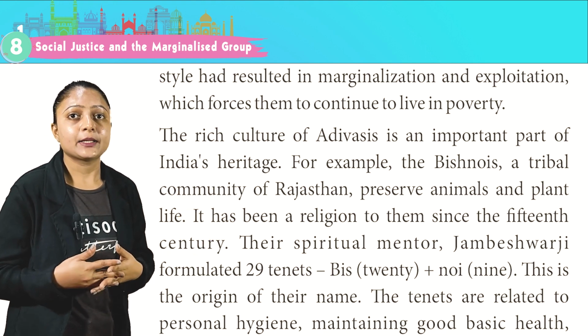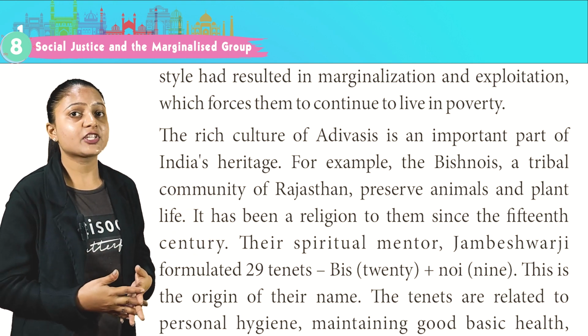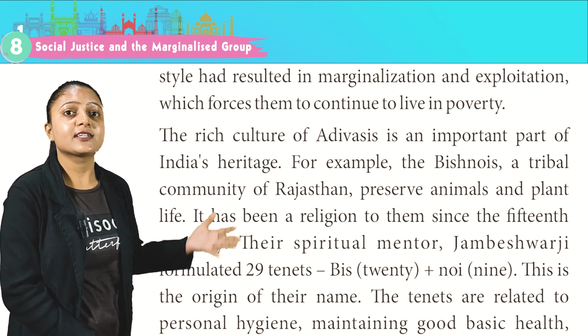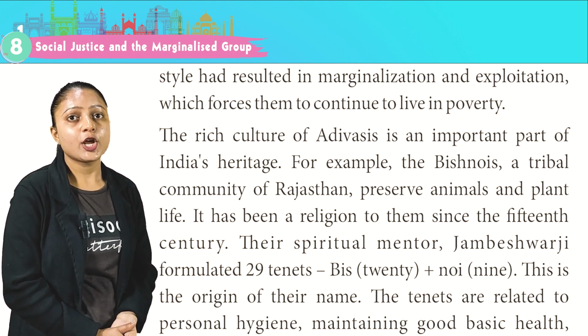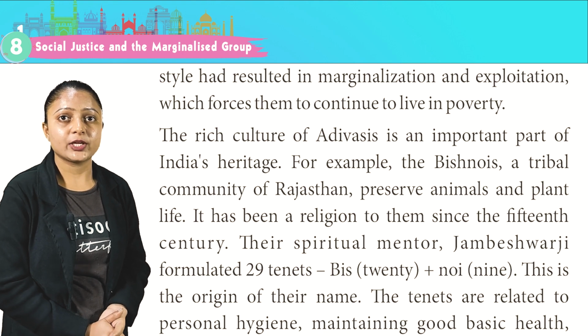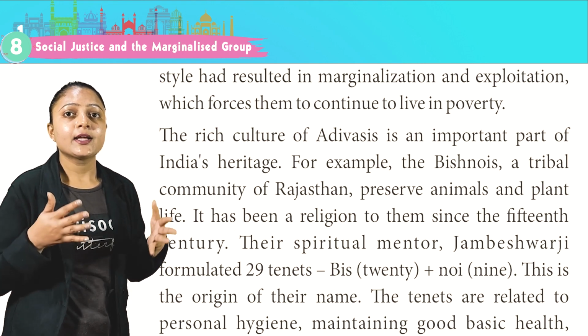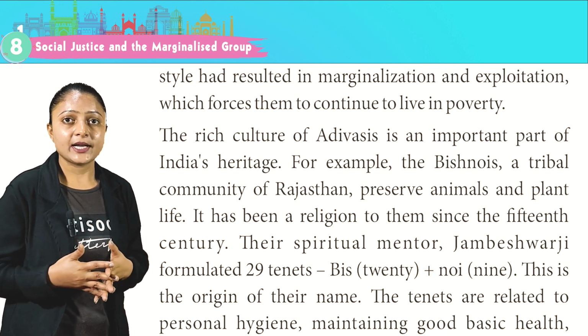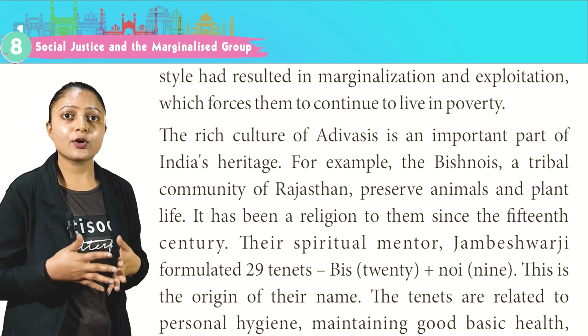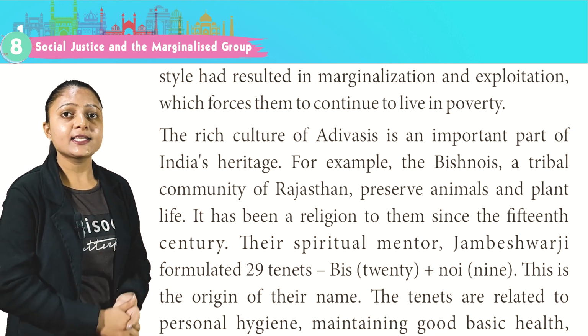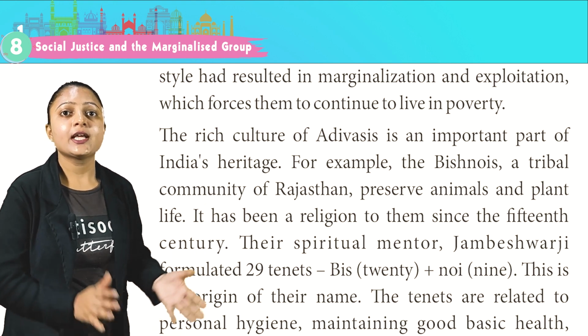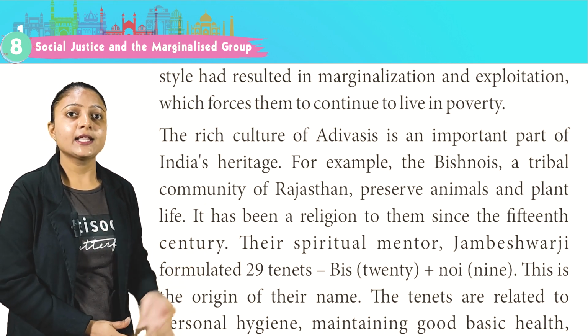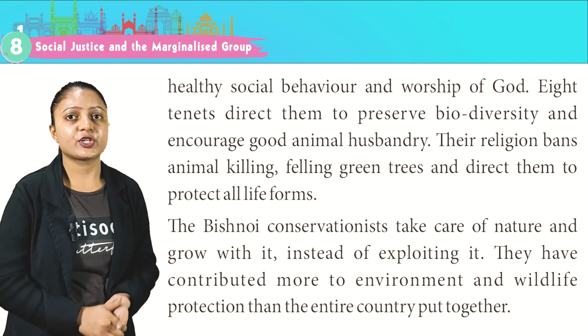For example, the Bishnois, a tribal community of Rajasthan, preserve animal and plant life. It has been a religion to them since the 15th century. Their spiritual mentor, Jambeshwarji, formulated 29 tenets: Bish, 20; Noi, 9. This is the origin of their name. The tenets are related to personal hygiene, maintaining good basic health, healthy social behavior and worship of God.